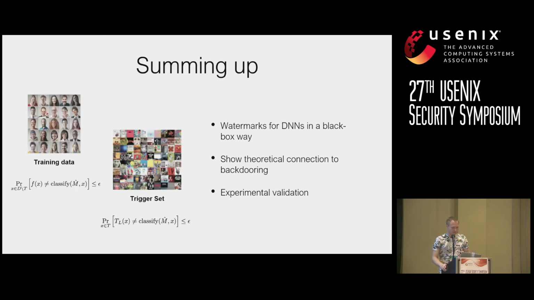And yeah, as I said, to sum up quickly, I presented a watermarking scheme for deep neural networks, which is a black box in terms of verification. In the paper, there is a theoretical connection to backdooring, which is also obvious from the technique that we use in practice, and we experimentally validate the construction that we have there.